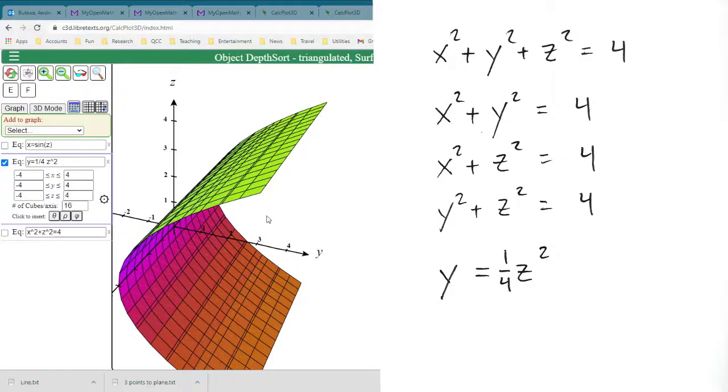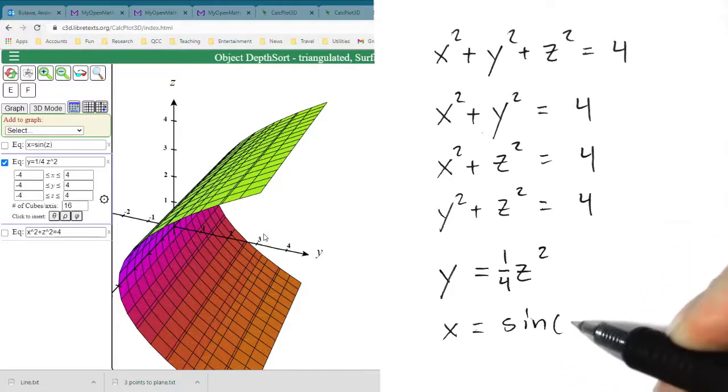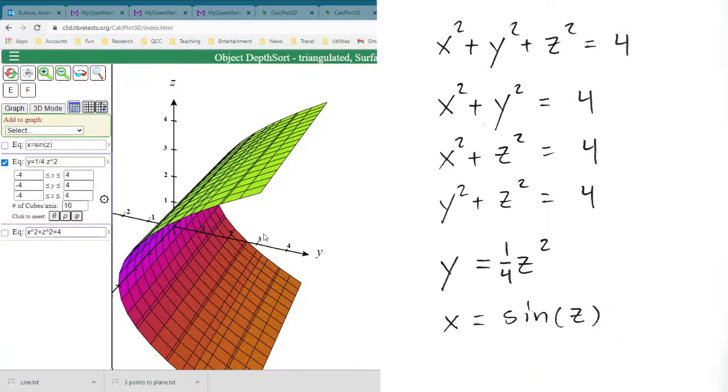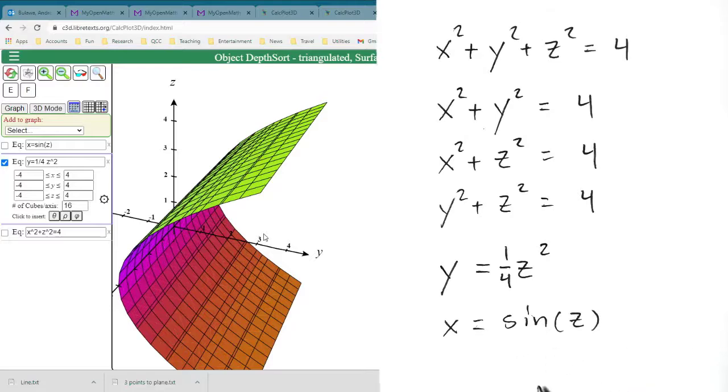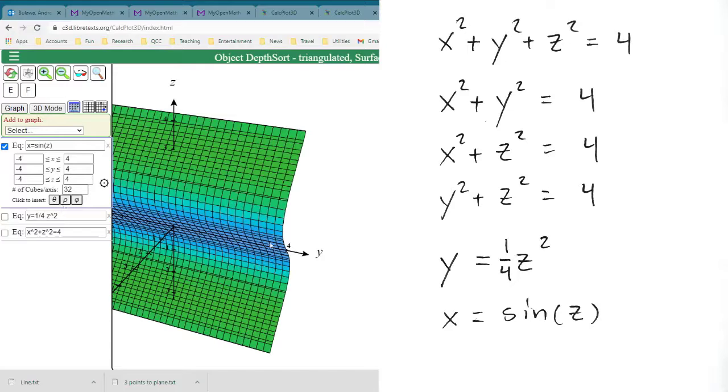And let's look at one more. What if I looked at x equals sine of z? What would this look like? Well, if I had an equation like y equals sine x, we know what that curve looks like. So this should be similar, but this is going to live in the xz plane. And because y is not specified, it should extend infinitely in the y direction. So let's take a look at that one.